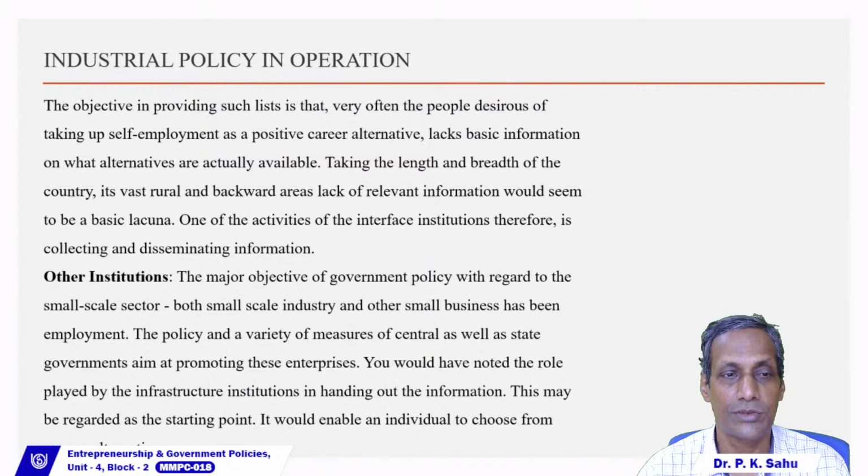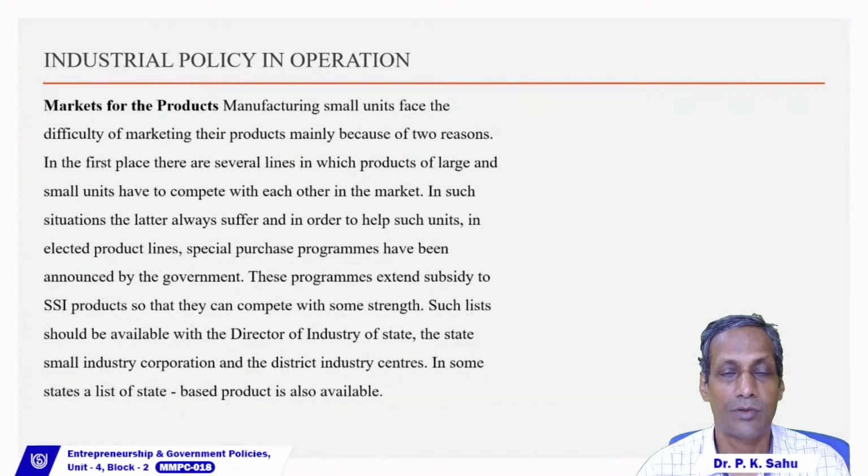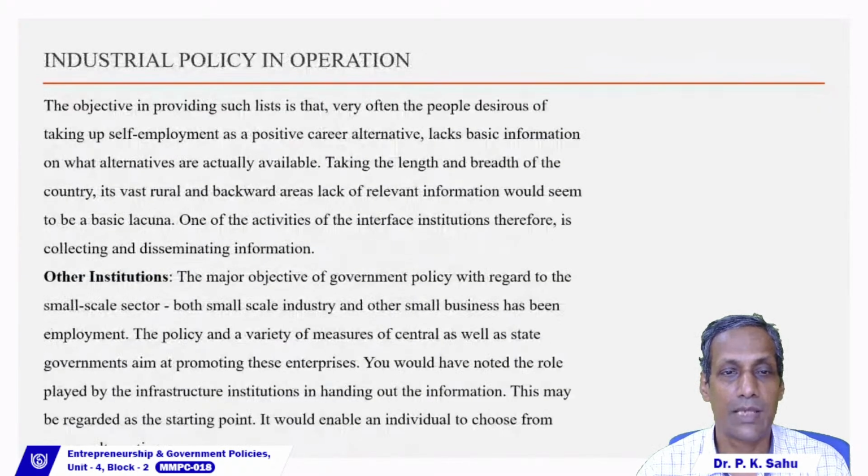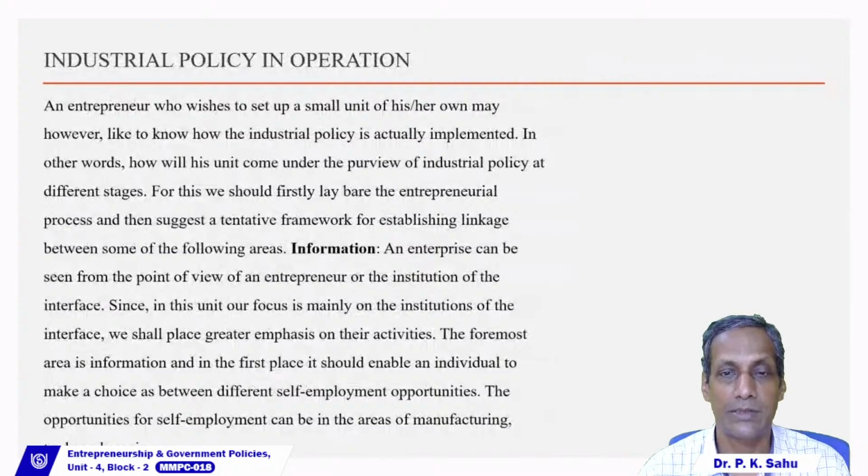The other institutions, the markets for the products. So what are these three? The first one is an enterprise. As I told you, information is important for enterprises. An enterprise can be seen from the point of view of an entrepreneur or the institution of the interface.